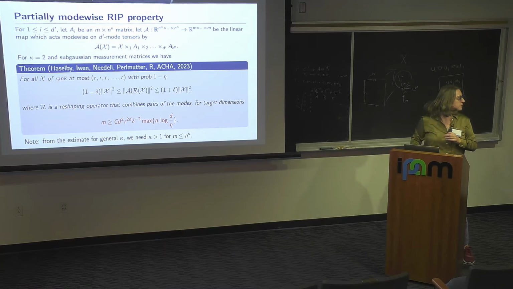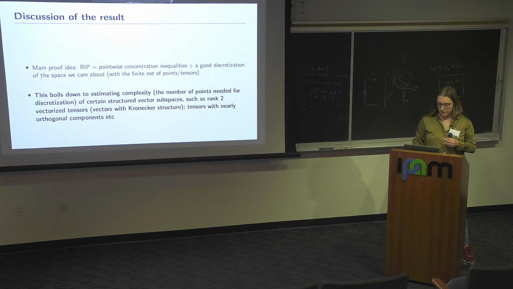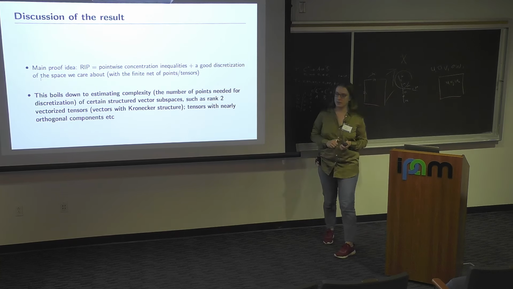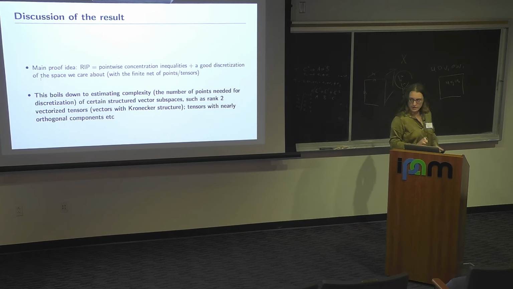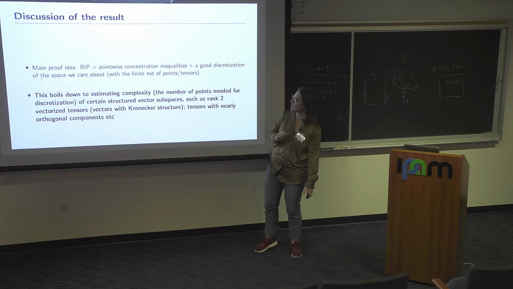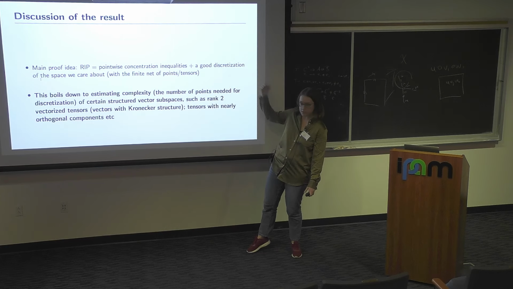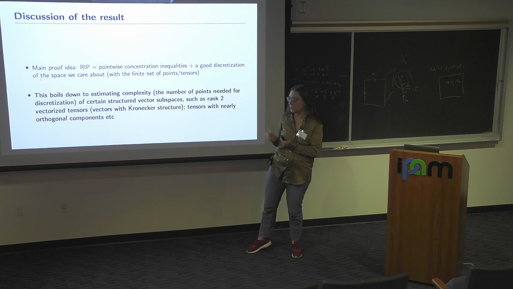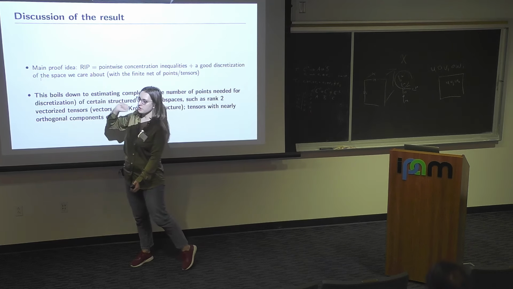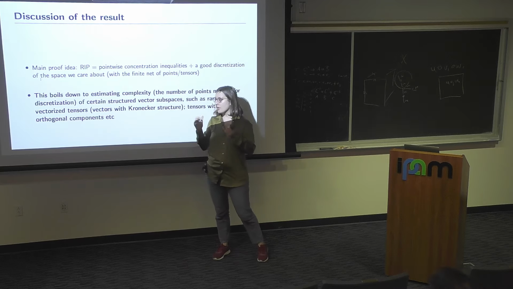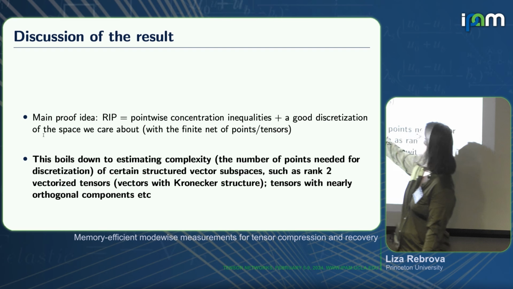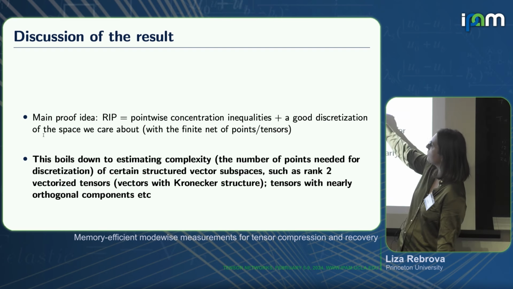I think just this for this talk, I moved the mathematical discussion of the result on top, so I think I can finish on that. I can discuss more on how this restricted isometry property is obtained for tensors, what we actually need to prove that. As I mentioned, to get this key property of geometry preservation, which is enough for recovery of tensors, we need point-wise concentration inequalities plus good discretization.